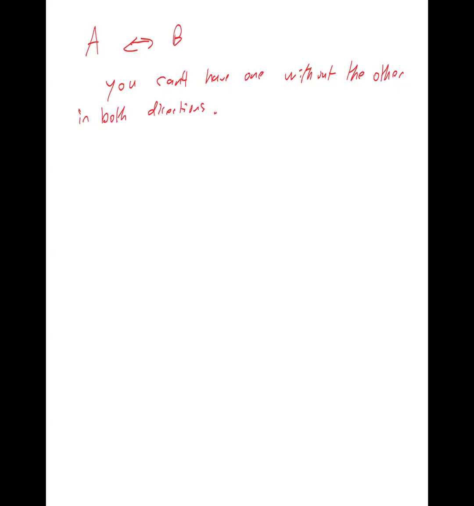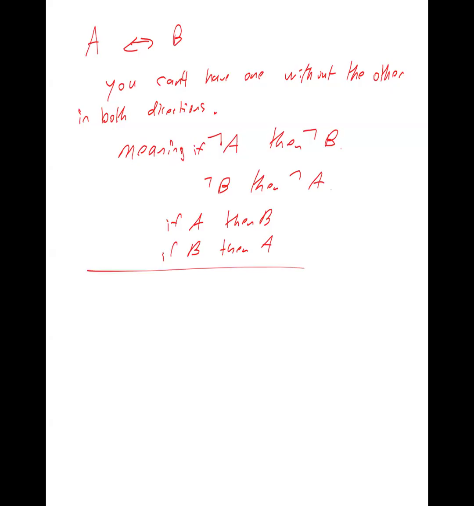So basically that means that if you don't have A, then you don't have B, right? It also means that if you don't have B, then you wouldn't have A either, right? It also means that if you do have A, then you do have B. And it also means if you do have B, then you do have A. So if A, then B, and if B, then A. Pretty much that all boils down to basically just saying that A equals B.